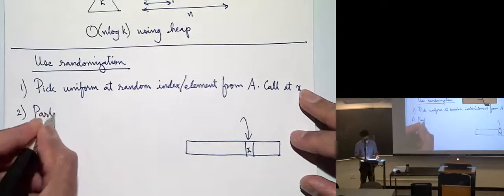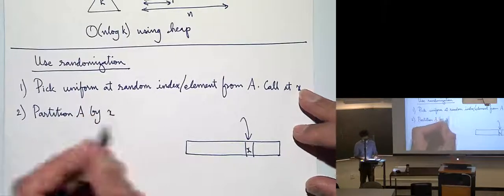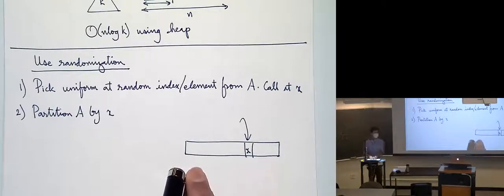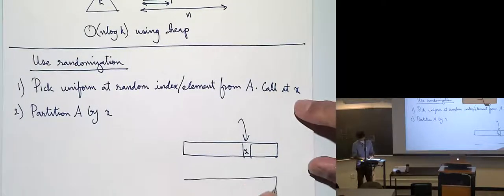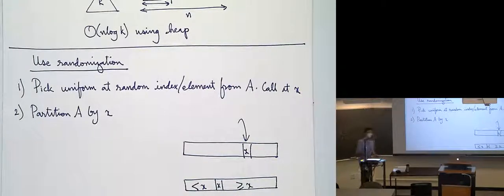Partition A by x. So what does partition mean? Do you all recall what partition means? It means you basically move all the elements less than x to one side and all the elements more than x to the other side. So this has been done in quicksort. There's a linear time way to do this. So what happens when you do partition? You end up with x over here, everything less than x over there, and let's just say everything greater than or equal to x over here.